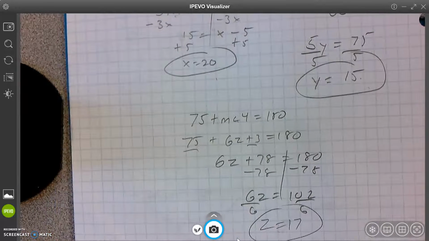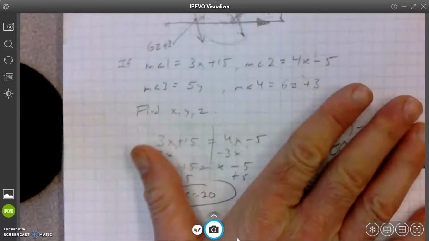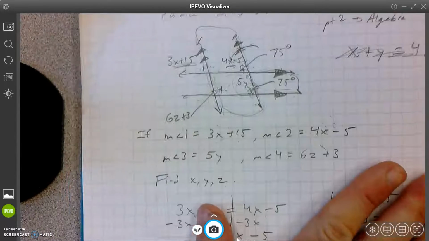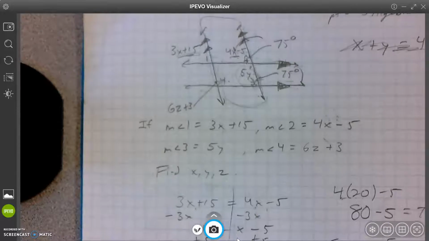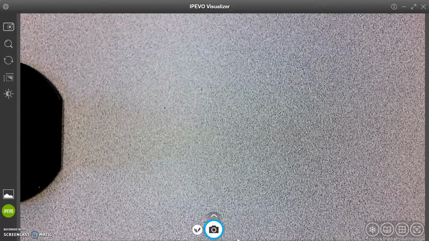This is a complicated problem. This is one you may want to do again. You may want to cover this up and do it again and make sure you understand how to do the problem. You can do it on your own because there's a lot of stuff going on. Next, let's keep it going.